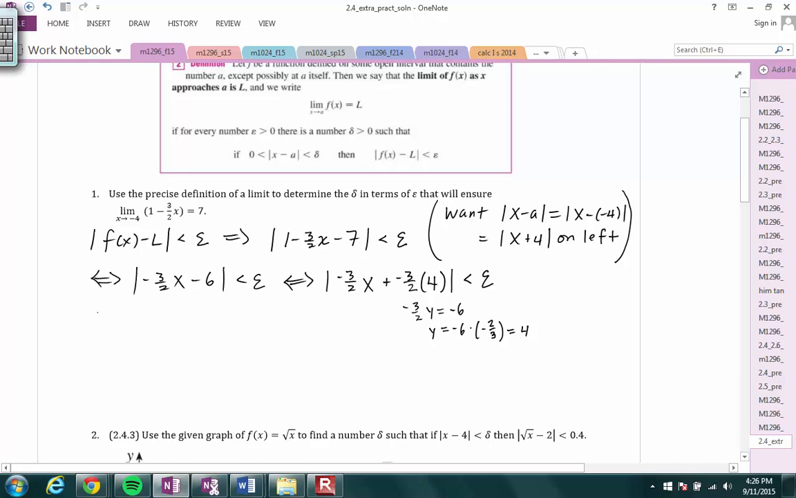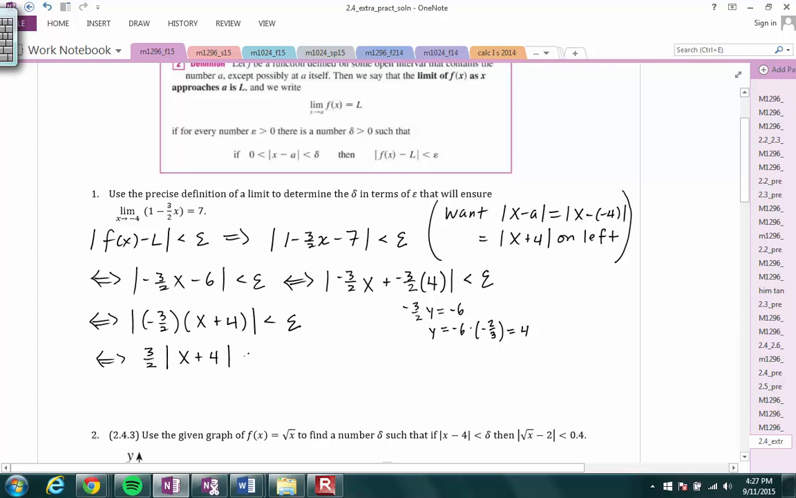So now I'm going to factor out the -3/2. And I am left with x plus 4, which is really good news, because once I get rid of the -3/2, that's what I'm going to want left behind. Here's something you need to be careful about: when you factor out the -3/2 out of the absolute value, it becomes positive. Take the absolute value of it.